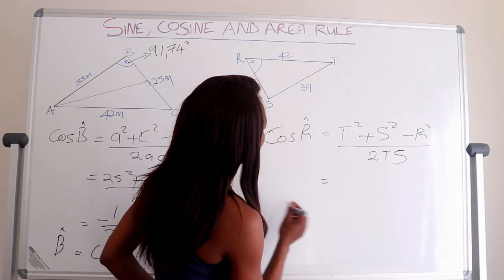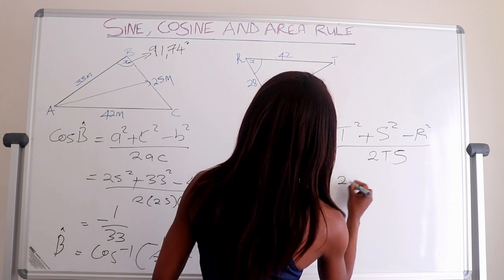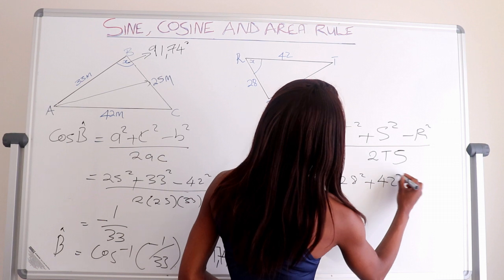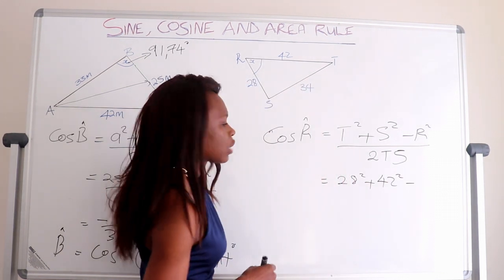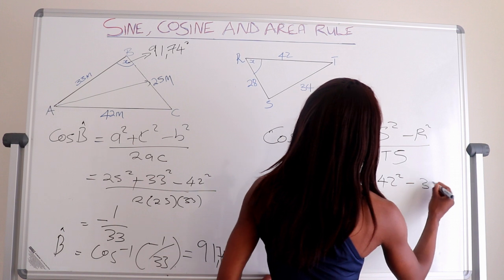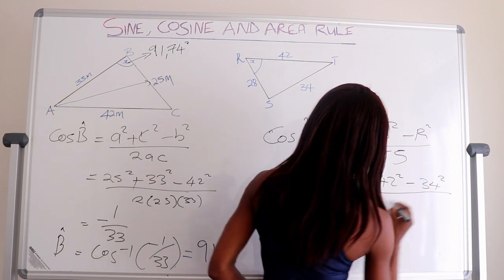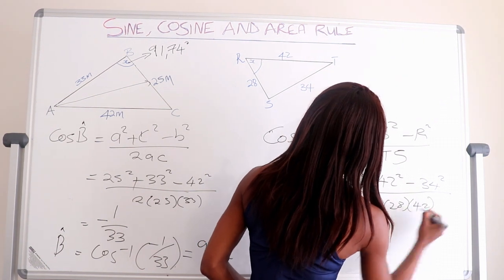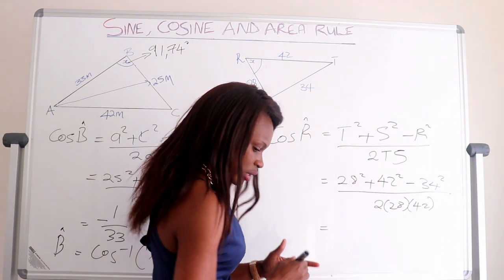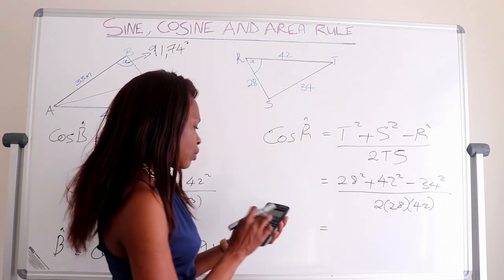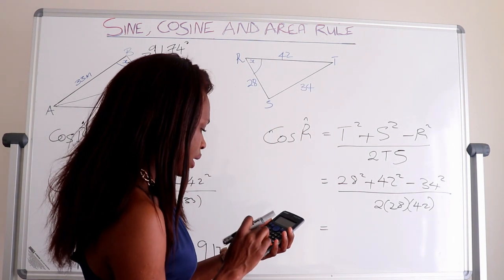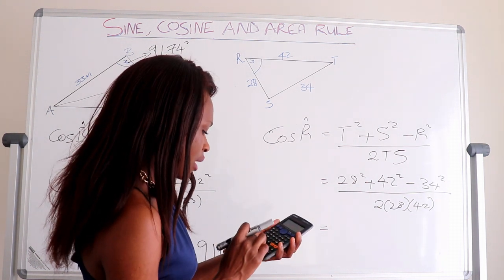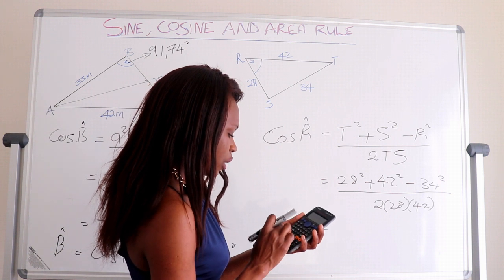Then here the cos of R, we have t squared, which is 28 squared, plus s squared, which is 42 squared, minus the side which is opposite to the angle that we're trying to find, 34 squared. Then divide by 2TS, that will be 28 multiplied by 42. Then to find the angle R, we just have to punch this into a calculator, and we'll have 28 squared plus 42 squared minus 34 squared, divided by 2 into 28 into 42.